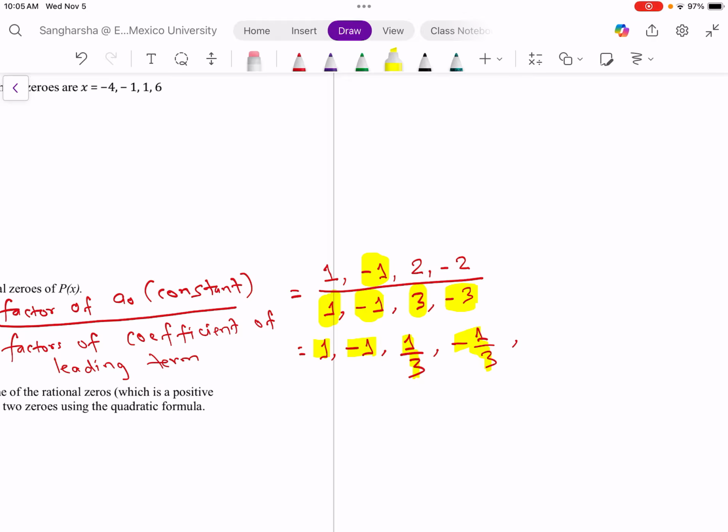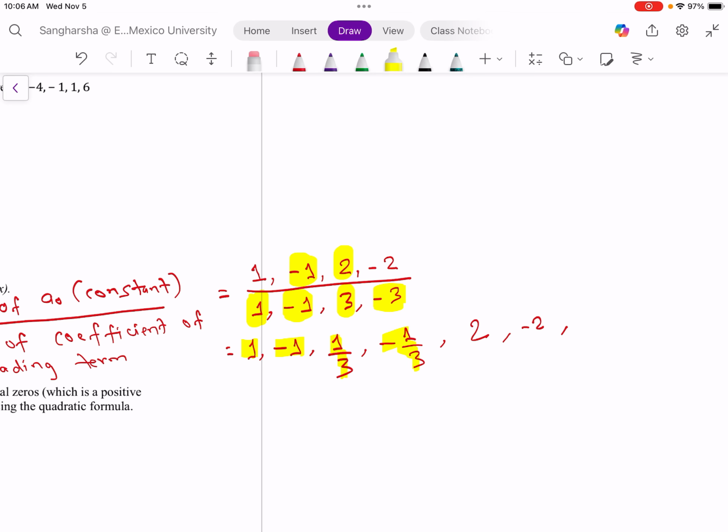Now let's take 2. So 2 divided by 1 is 2. 2 divided by negative 1 is negative 2. 2 divided by 3 is 2 over 3. 2 divided by negative 3 is negative 2 over 3. Now we have one last value for p, which is negative 2. So negative 2 divided by 1 is negative 2. Negative 2 divided by negative 1 is positive 2. Negative 2 divided by 3 is negative 2 over 3. Negative 2 divided by negative 3 is positive 2 over 3.